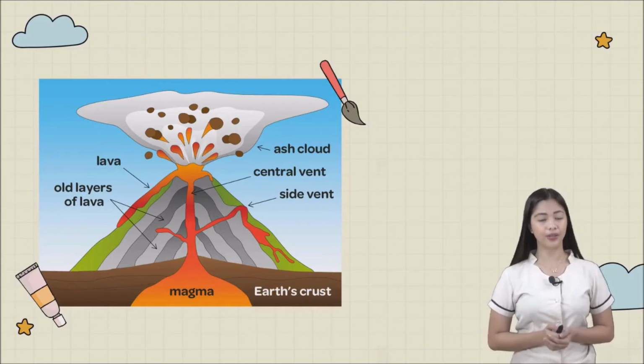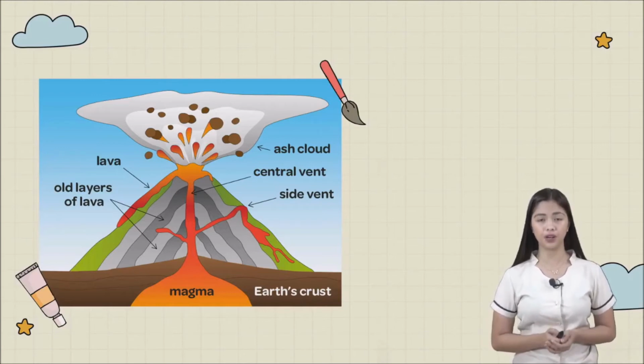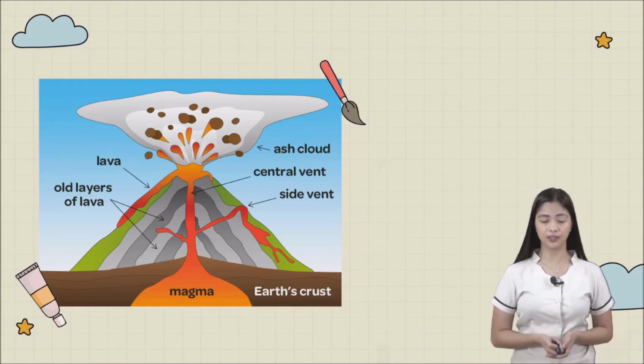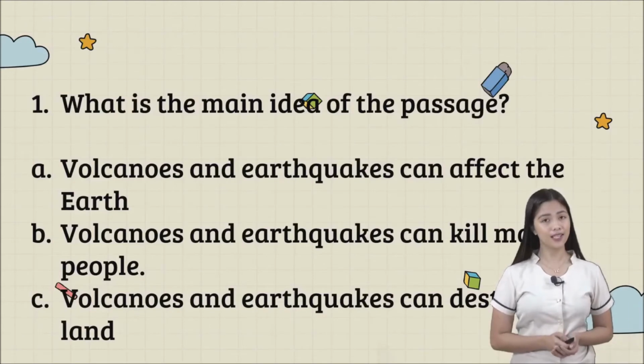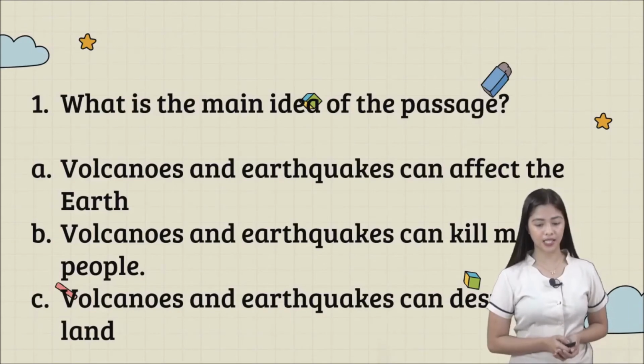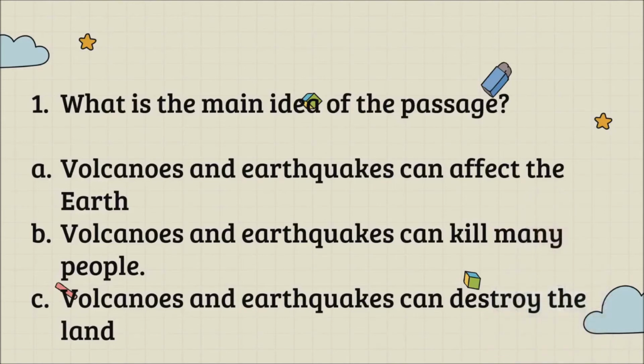Okay? So now, kids, I want you to turn your book to page 43 and let's answer your activity. The first question is, what is the main idea of the passage? A, is it all about volcanoes and earthquakes that can affect the earth? B, is it about volcanoes and earthquakes can kill many people? Or C, volcanoes and earthquakes can destroy the land? What is your answer?